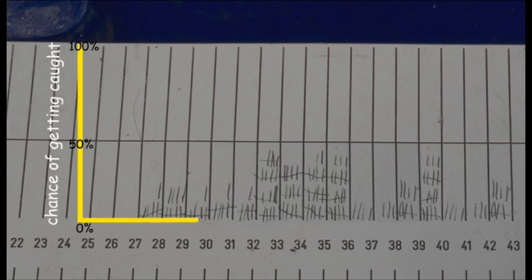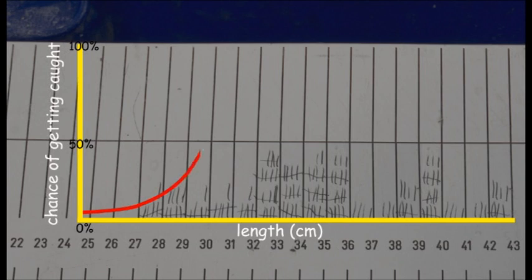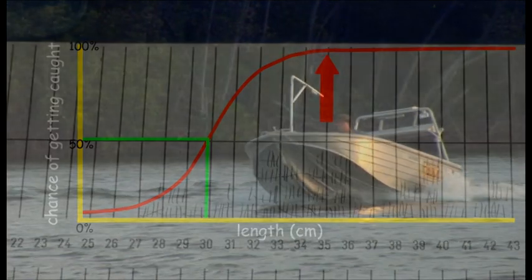When they get to a length of about 30 centimetres, they have a 50% chance of getting caught if they enter Wayne's Danish seine net. In other words, half the fish of this length get caught and half escape. By about 35 centimetres, nearly 100% of tiger flathead that enter the net are caught.